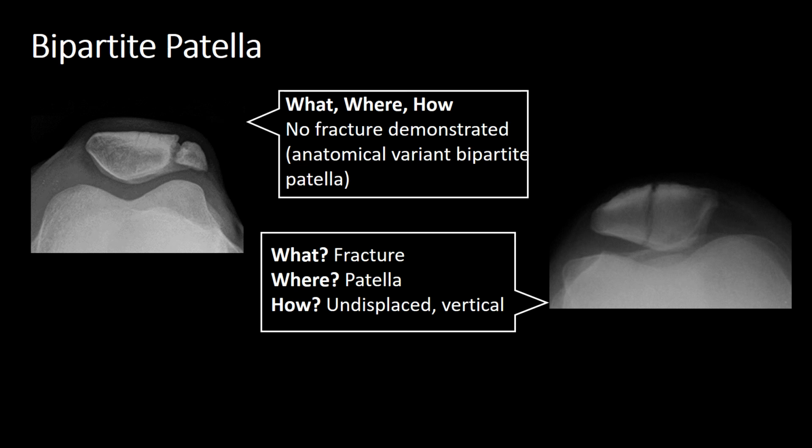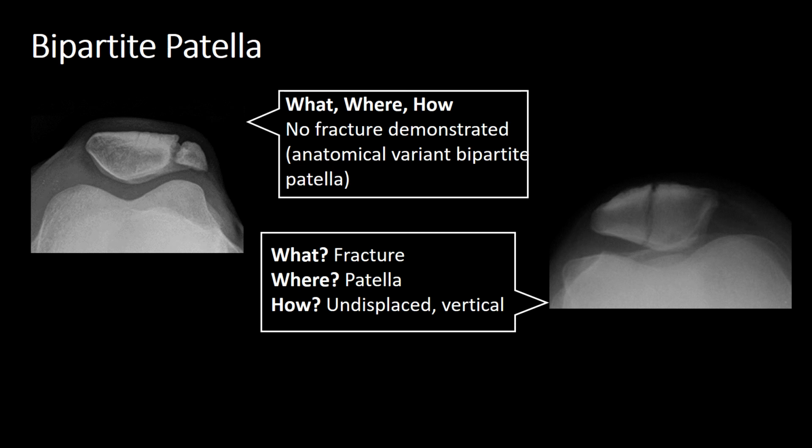So on the left we have the bipartite patella. Dense sclerotic margins, smooth, well corticated, indicating this is a chronic appearance. On the right we have the fracture: a sharp, irregular, lucent line with a break in the cortex, indicating that this is an acute injury.